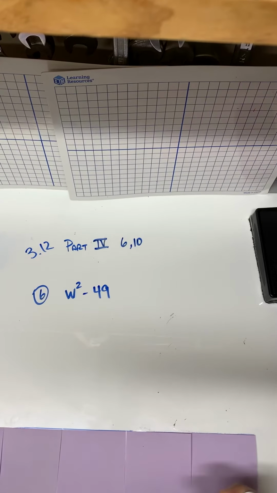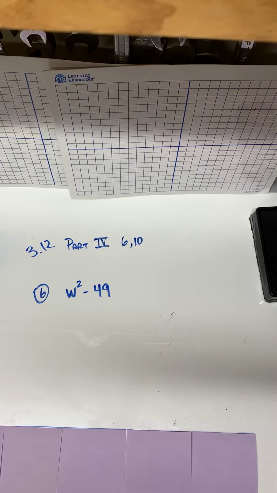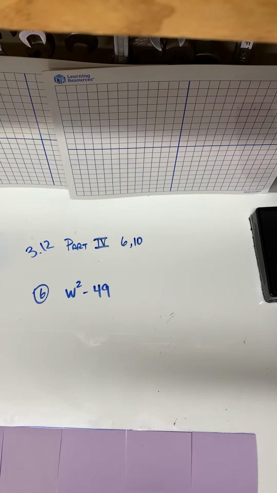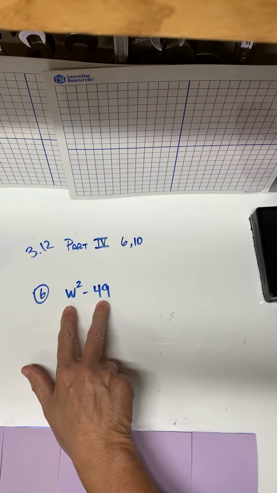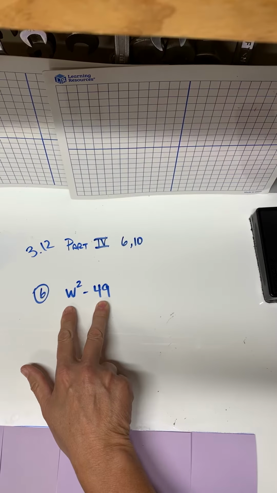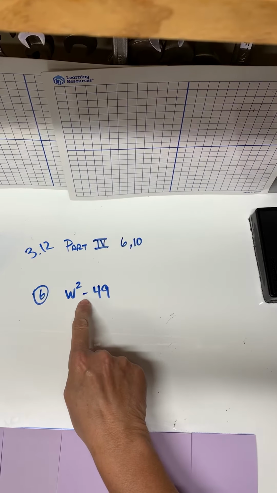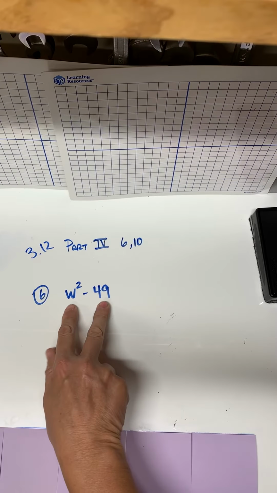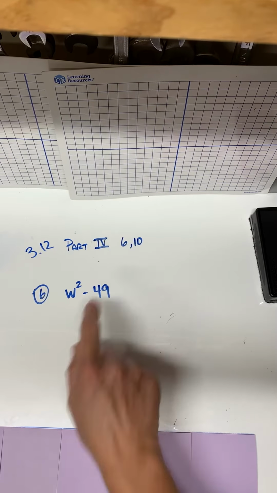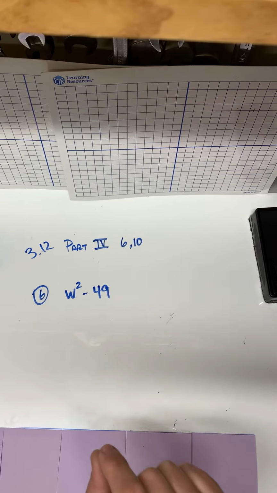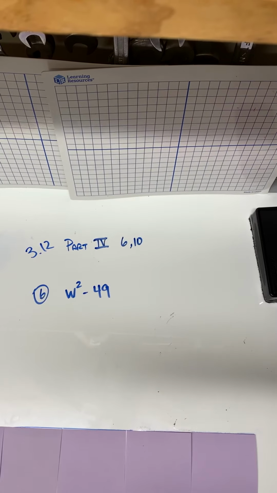And this is a little different than what we've been doing because it's a binomial, because it has two terms instead of a trinomial. But when we have a binomial, one of the things we want to check for is if it's a difference, which it is because there's a minus sign, of squares, which it is because this is a perfect square, and 49 is a perfect square because 7 times 7 equals 49.